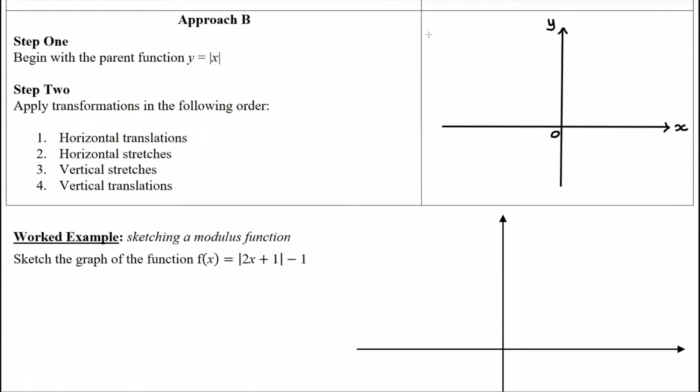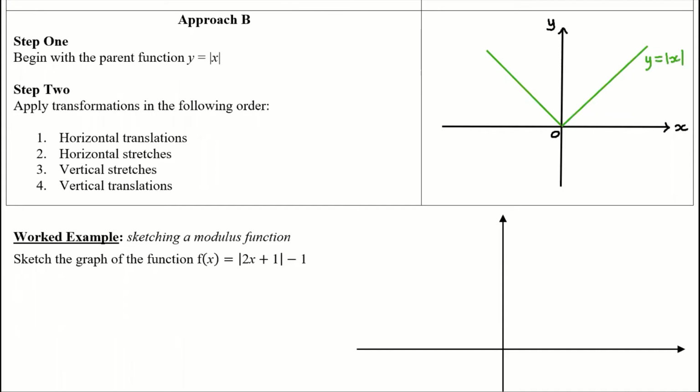It's just going to be the graph y = x for positive x values. That's a diagonal line there. Okay, and for all negative values of x, it's going to be the graph y = -x. So another diagonal line in that direction. So that's roughly what the modulus of x will look like. So we'll just label that. Okay, so that's going to be my parent function.